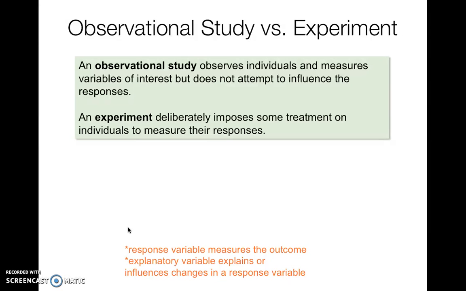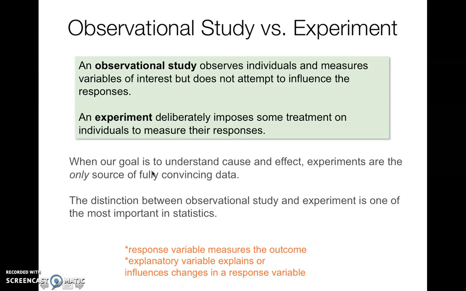And so in order to understand this, we have to review what a response variable is. A response variable is basically the outcome of the experiment. And then your explanatory variable is exactly what it says. It kind of explains or influences changes in a response variable, and we'll talk more about that. So if your goal is to understand cause and effect, experiments are the only source of fully convincing data.